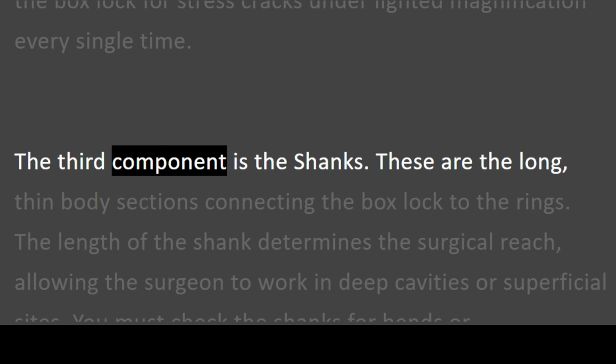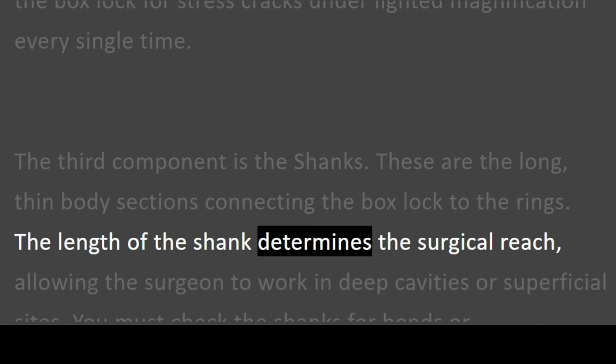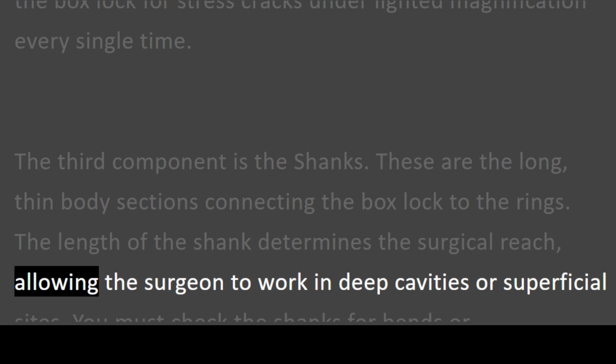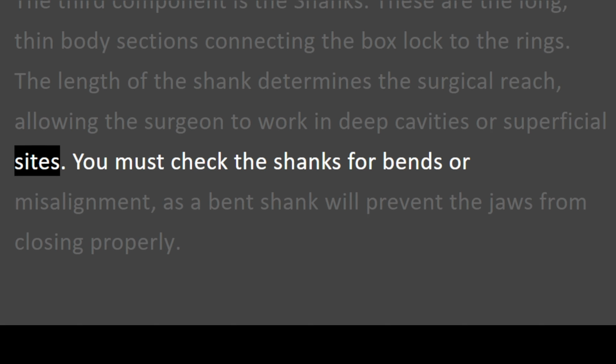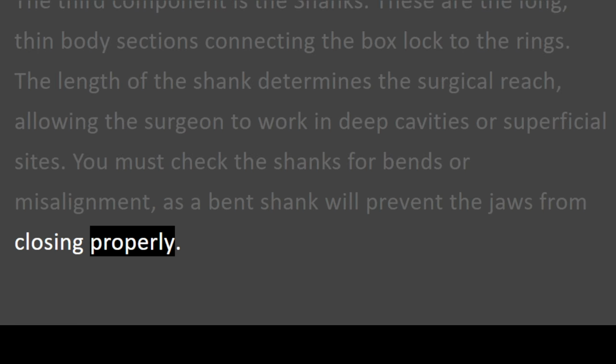The third component is the shanks. These are the long, thin body sections connecting the box lock to the rings. The length of the shank determines the surgical reach, allowing the surgeon to work in deep cavities or superficial sites. You must check the shanks for bends or misalignment, as a bent shank will prevent the jaws from closing properly.